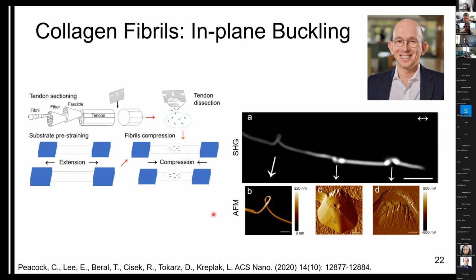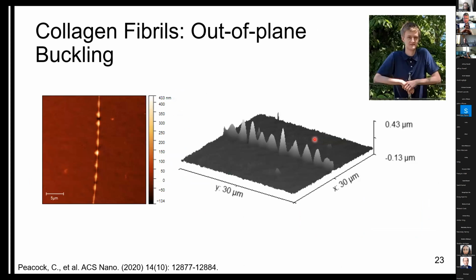Now, it should be mentioned that when the pre-stretched PDMS is released in buffer, Dr. Kreplak observes in-plane buckling morphology, as seen here with the presence of local disruptions along the collagen fibrils. However, when the pre-stretched PDMS is released in air instead of buffer, Dr. Kreplak observes this out-of-plane sine wave buckling morphology, as seen here by the AFM image on the far left, and the three-dimensional representation of this on the right.